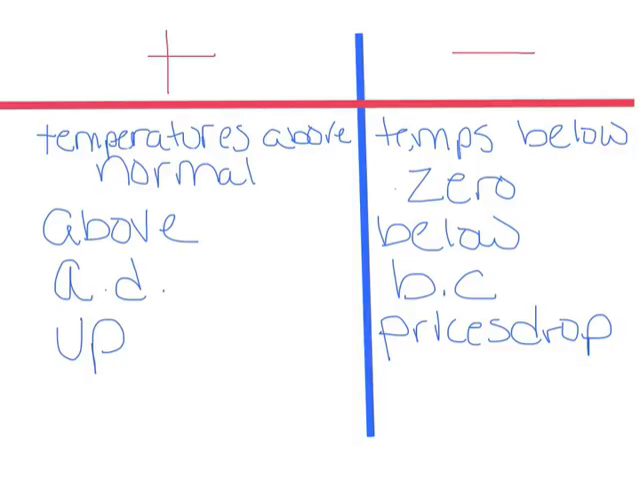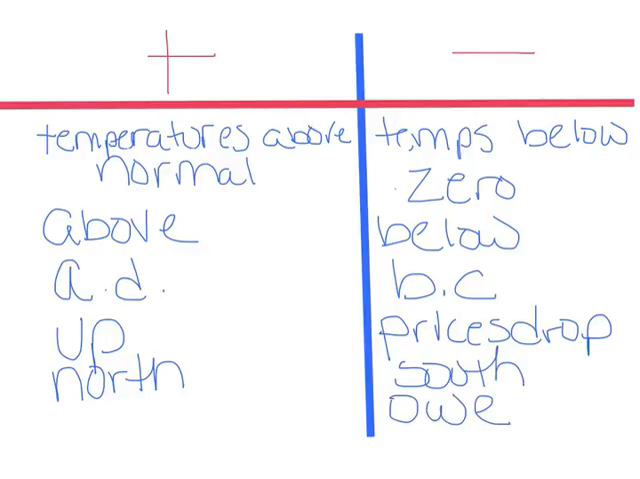Okay, let's do our directions. North, south. The word owe, like if you owe someone money, that's negative. How about deposit? A deposit is a positive thing. Withdrawal means to take money out of your bank. That's negative.